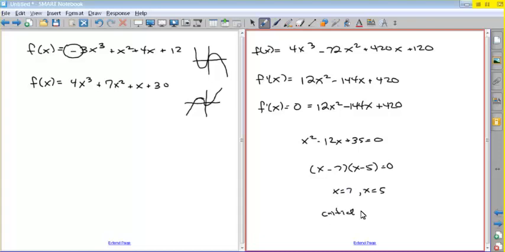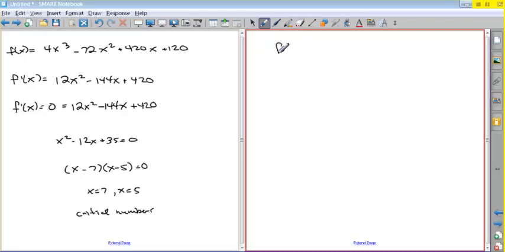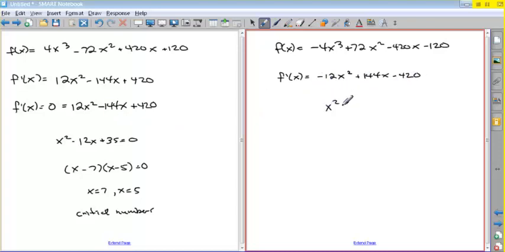Now I'm just going to add another page here. What if my original function was negative 4x cubed plus 72x squared minus 420x minus 120. So the only difference is when I take the derivative, everything's going to be negative. I'm going to have negative 12x squared plus 144x minus 420. Let's set that equal to 0. I can divide through by negative 12. Okay, so if I divide by negative 12, I'll end up with the same equation to factor. And I'll get the same answers, x equals 7, x equals 5.